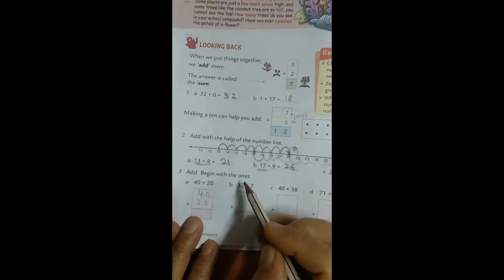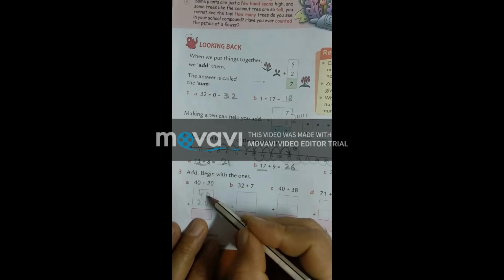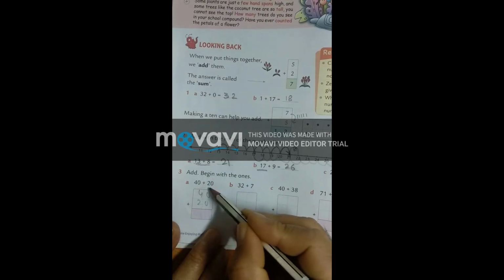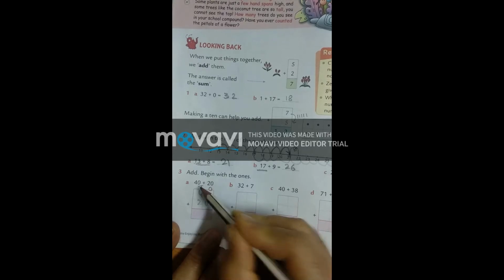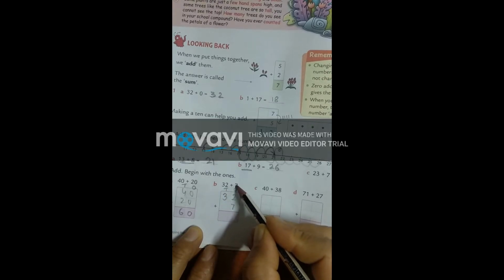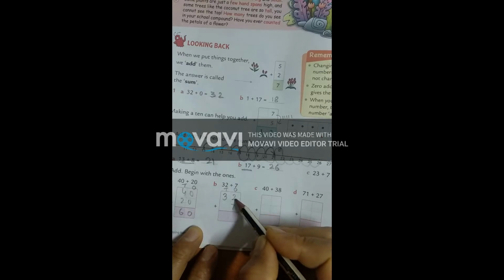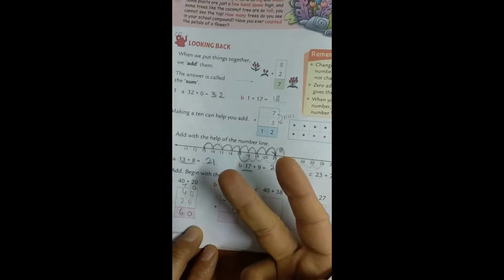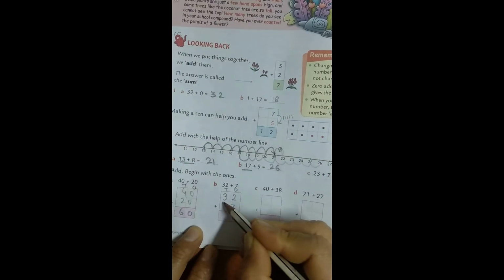Now add beginning with ones. Begin with ones means you have to start addition with the ones digit first. So this is the ones digit, you know, this one is the tens digit. 0 plus 0 is 0. 4 plus 2 is 6. Same way here you have to write 3, 2. This is the ones digit, this is the tens digit, plus 7. 7 is only a single digit, so it will come down to the ones digit. So 7 plus 2, 8. 7 in mind, and 8, 9. 2 fingers up, so it is 9. So 3 will come down as it is. Same way you see here.